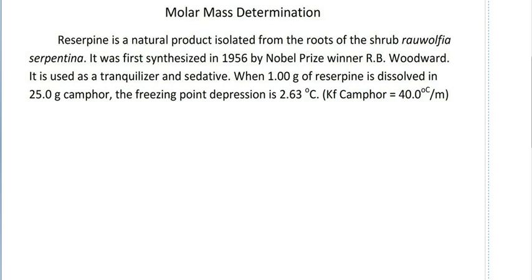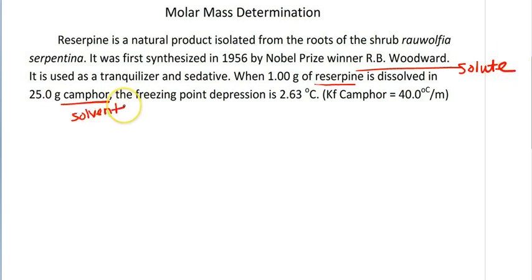So anyway, when you have 1 gram of reserpine dissolved in 25 grams of camphor, this here is going to be our solute, and we are dissolving that into camphor, which is going to be our solvent, so it's different from water. They tell you that the freezing point depression is 2.63 degrees Celsius. So that's how much it was depressed. So that would be your change, so this here is going to be your change in temperature. They also provide to you the Kf of the camphor, which is 40 degrees Celsius per mole. And we want to calculate the molar mass of the reserpine.